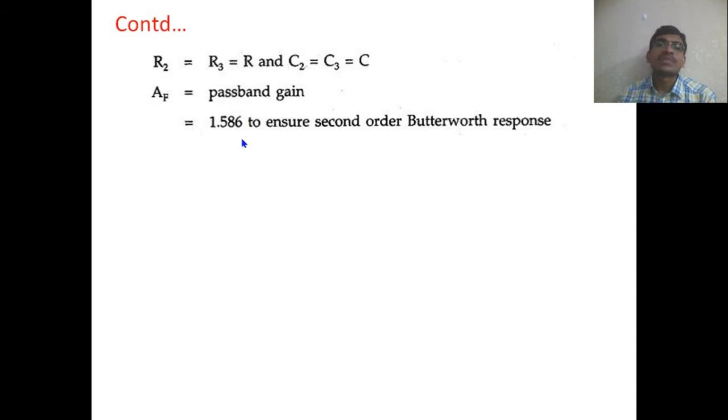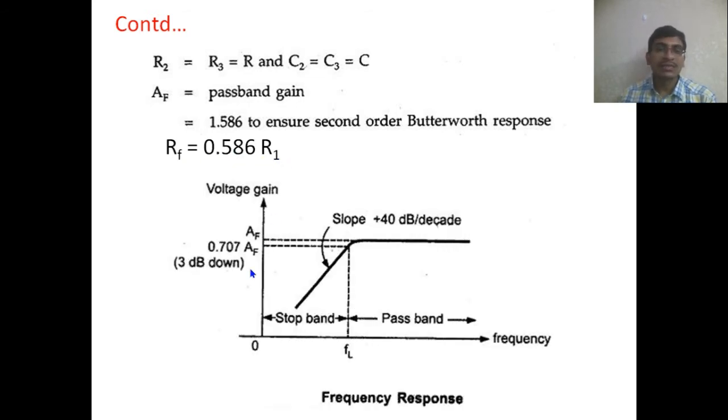In the problems, they won't give the value of the passband gain for the second order filters. If they have not given, it means we have to use this 1.586, and RF is equal to 0.586 into R1. If you rearrange this, because 1 plus RF by R1 is equal to 1.586, so that's why RF by R1 is equal to 0.586, RF is equal to 0.586 into R1.